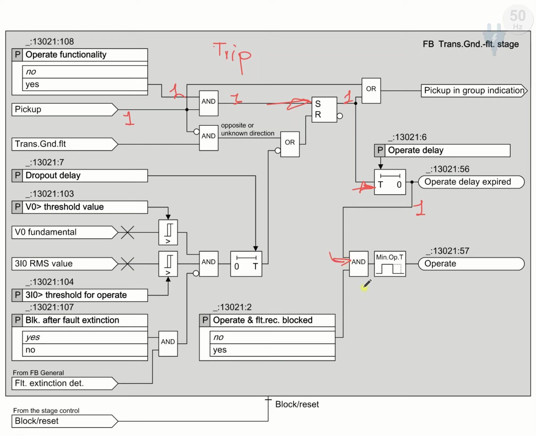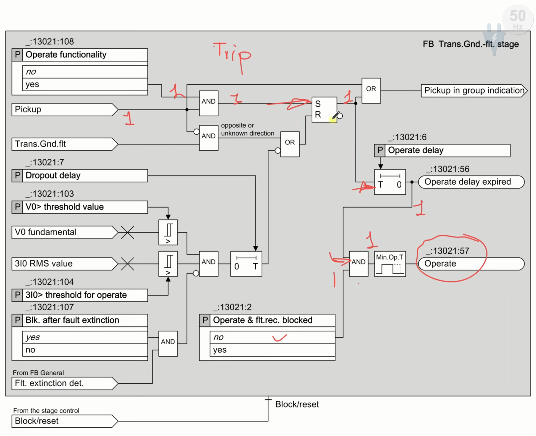AND gate, and the other terminal, the B terminal of this AND gate, is supplied from the operate and fault record block. So if the fault record and operation is not blocked, meaning during the setting this one is set to no, then this one is also 1. The output of this functionality after the AND is also 1. So after the minimum operating time, the system will operate. It means an operate signal is generated.